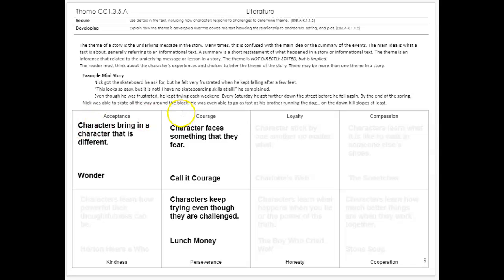Courage is not something I would use for the story up here. When Nick got frustrated, he kept falling. It doesn't take courage for him to continue. That's determination and would be perseverance. So don't get these two confused.